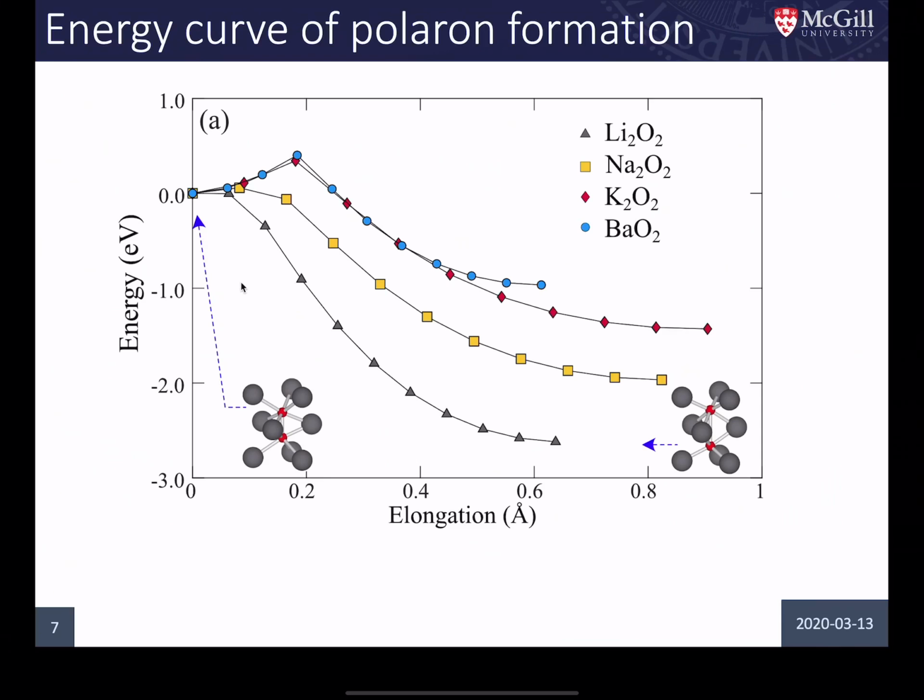Now the question becomes why lithium peroxide and sodium peroxide have almost no barrier, but potassium peroxide and barium peroxide have a large barrier. We notice that the barrier is very close to the starting point. Let's have a closer look near the barrier point.